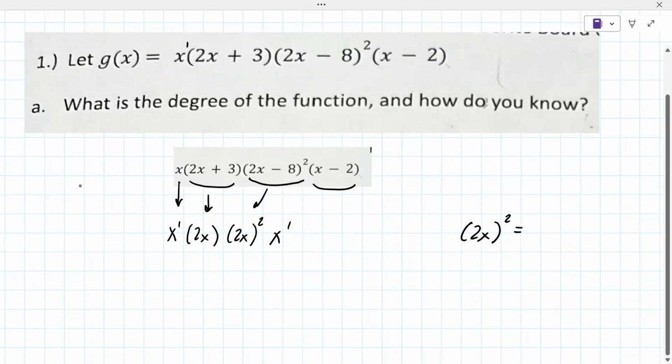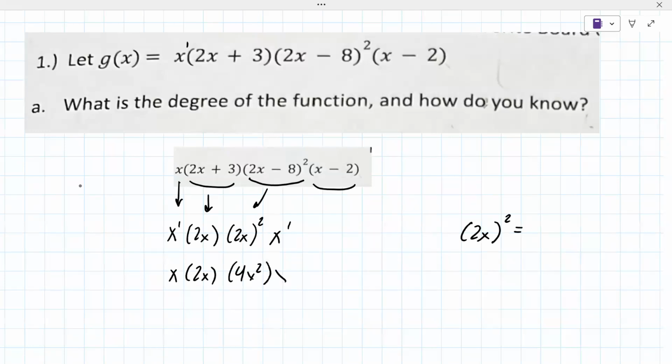4x squared. Yeah. And that really helps in the simplifying here. So it's x times 2x times 4x squared times x. So now you can multiply all the x's and you add up the exponents. The bases are the same, so you're just adding the exponents. What does that become?